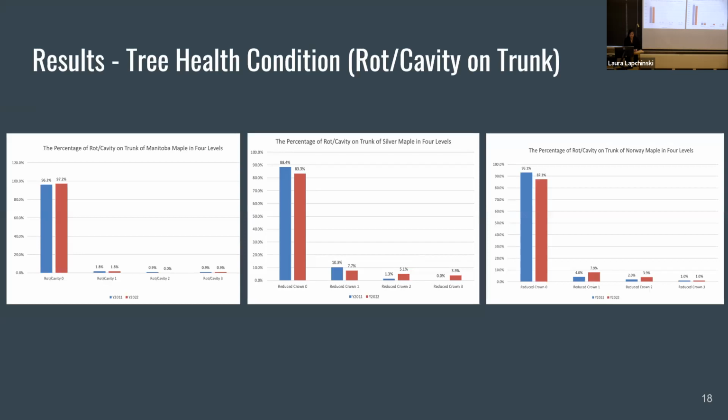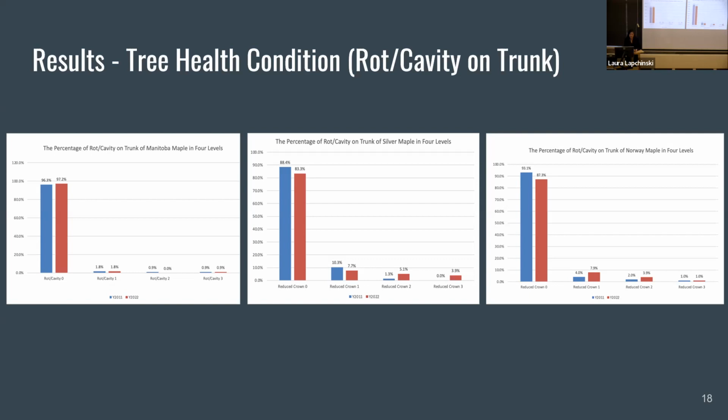Let me break it into more detailed results. There are 4 levels of defect severity. Level 0 means there's no defect present. The higher the level, the more severe the defect is. We can see that all 3 species do not have many trees with severe rot and cavity problems. Most trees are in level 0.